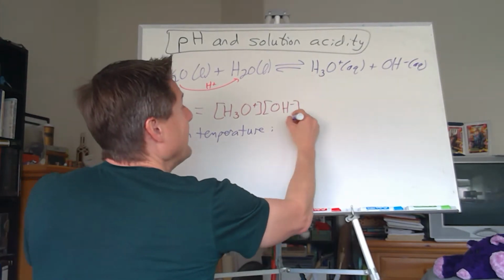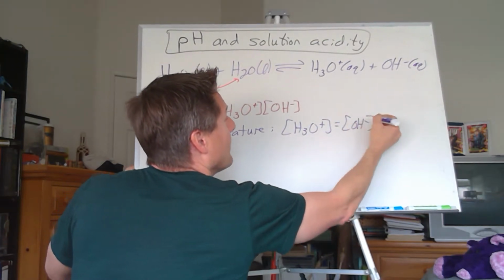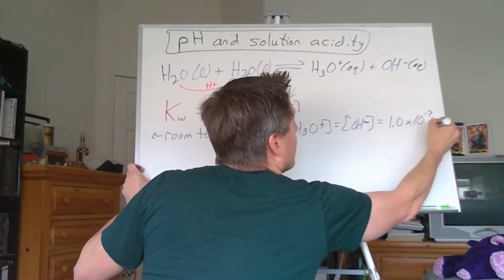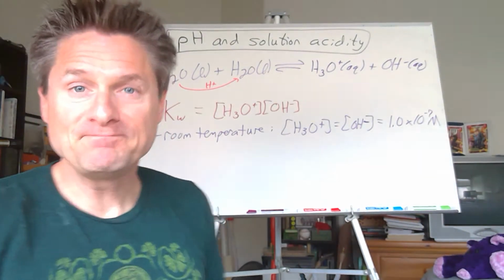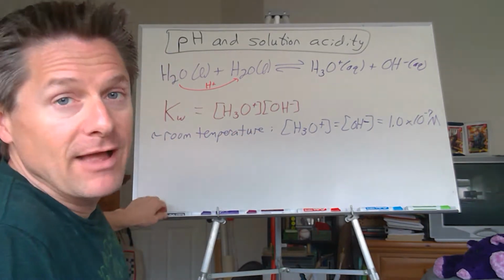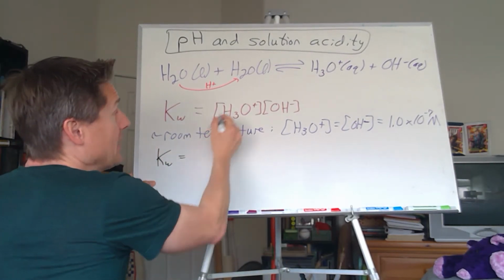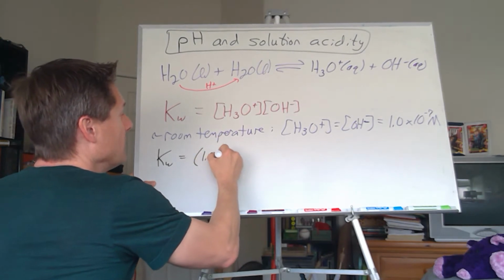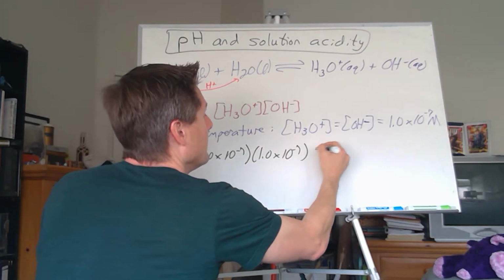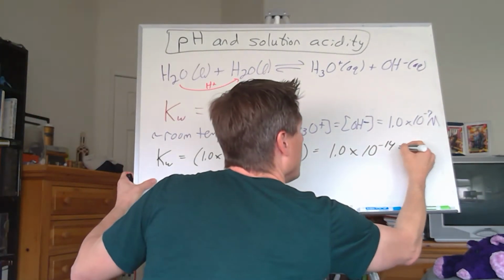So at around room temperature, the concentration of the hydronium ion is equal to the concentration of the hydroxide ion, which is about 1.0 times 10 to the minus 7th molar. If we plug those values in, that's where the Kw value comes from. So Kw will be equal to the two concentrations: 1.0 times 10 to the minus 7th times 1.0 times 10 to the minus 7th, which is 1.0 times 10 to the minus 14. So that's where we get that constant from.